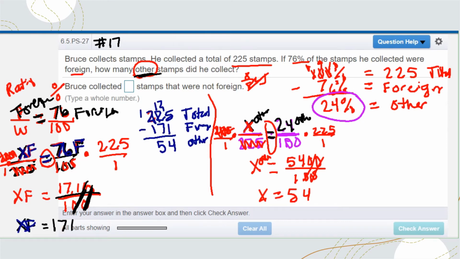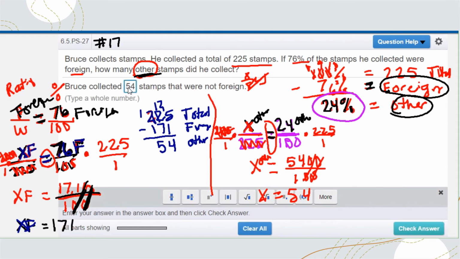If you use this method right here, where you have 76%, you're using 76%, whatever is equivalent to that is going to be equivalent to foreign. But if you subtract to get the other percent, which you subtract your percents, which you get 24%, and use 24% in your formula, it's going to be equivalent to others, and you won't have to subtract at the end. So whichever method you use, you're going to get the right answer, but when you have to subtract, you have to pay attention to what your variable is equivalent to.